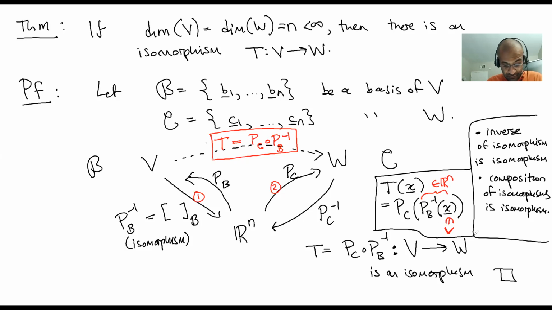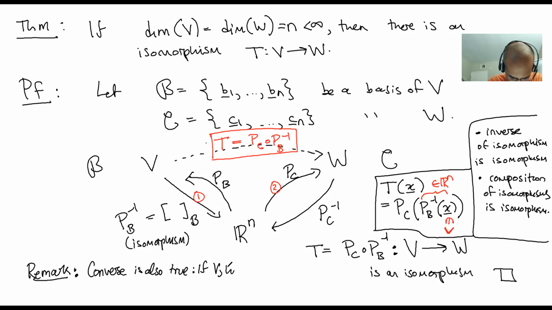Okay, so that's it. If the dimensions are equal, they're isomorphic. And remark, the converse is also true, and that's even easier. I'm not saying this was easy, but that's very concrete. The converse is also true: if V and W are isomorphic, then the dimensions have to be equal.